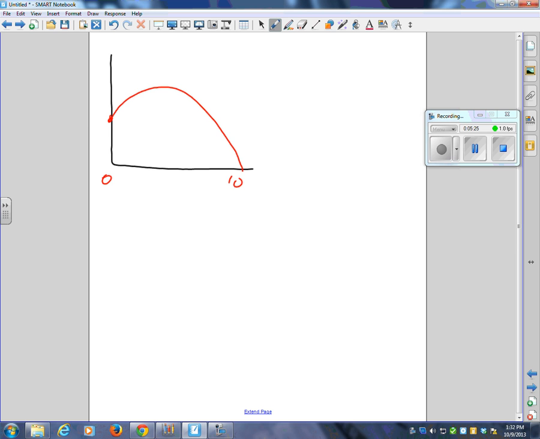Is that what you have? Something like that? This would be 0. This would be about 1.5. If you didn't have 1.5, that's fine. It's the shape of this that I'm concerned about.